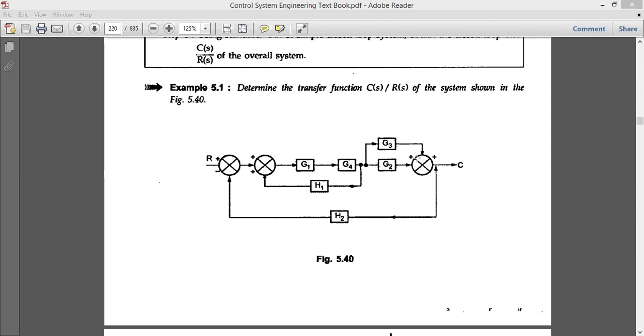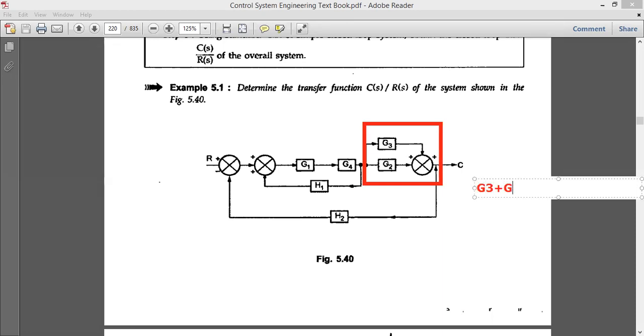Okay, so once you solve for this, G2 is connected to this summing point, G4 is connected, and G3 is also connected to the summing point. It means both the blocks are in parallel. These two blocks are in parallel along with the summation. It should, I repeat, always be along with the summation. So if the blocks are in parallel, we write them as G3 plus G2. This becomes my new block of my transfer function, and that summation vanishes.